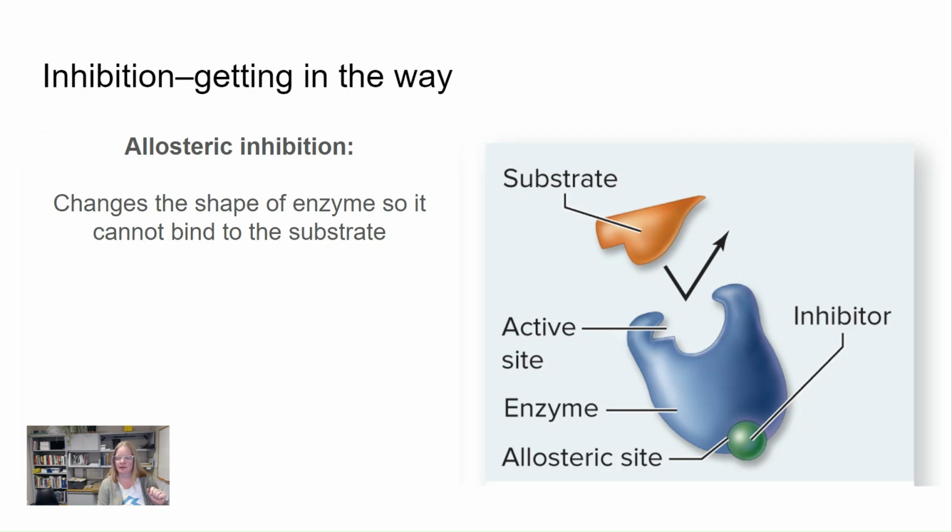In the grocery store analogy, the cashier gets distracted by chatting with a friend, the allosteric inhibitor, and forgets that they need to be scanning groceries.